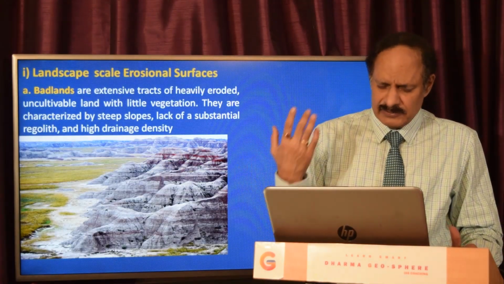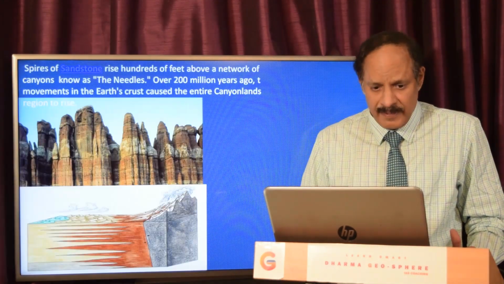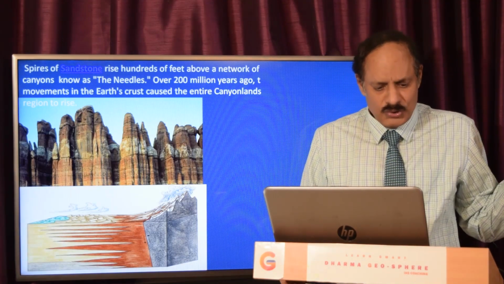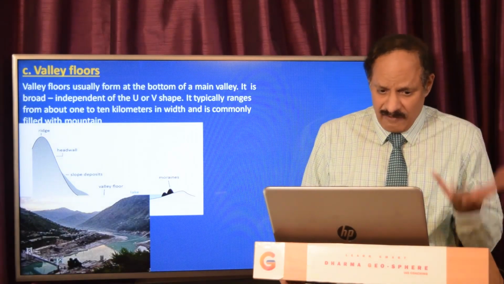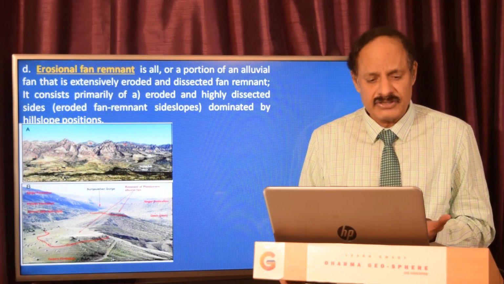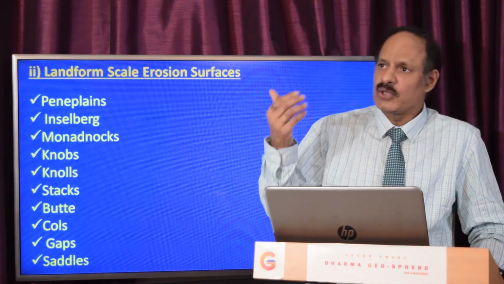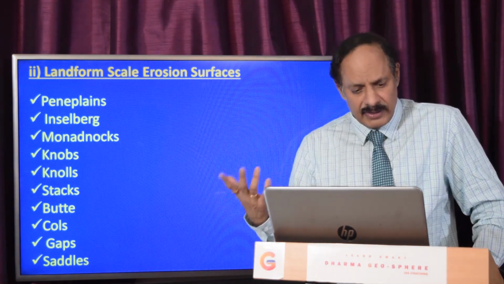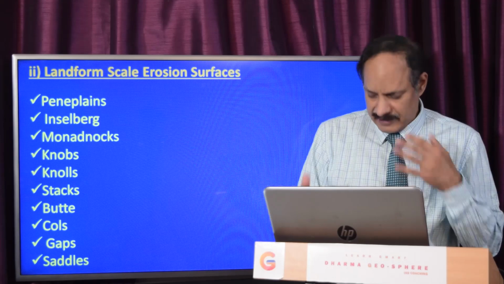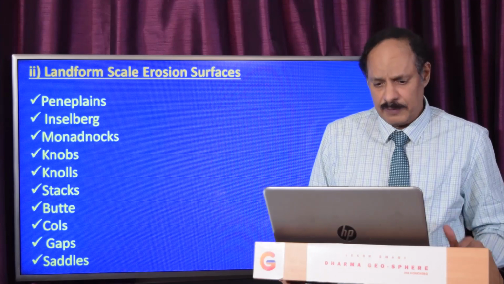So the landscape scale erosional features are badlands and canyon lands. You have the spires of sandstone, as you can see here, a part of a huge landscape. And then you have valley floors. The erosional fan remnants are another very important feature of the landscape scale. And then the landform scale erosion surfaces include the peneplains, inselbergs, monadnocks, knobs, knolls, stacks, buttes, cols, gaps, and saddles. So all these are landform scale erosion surfaces, different types of erosion surfaces.